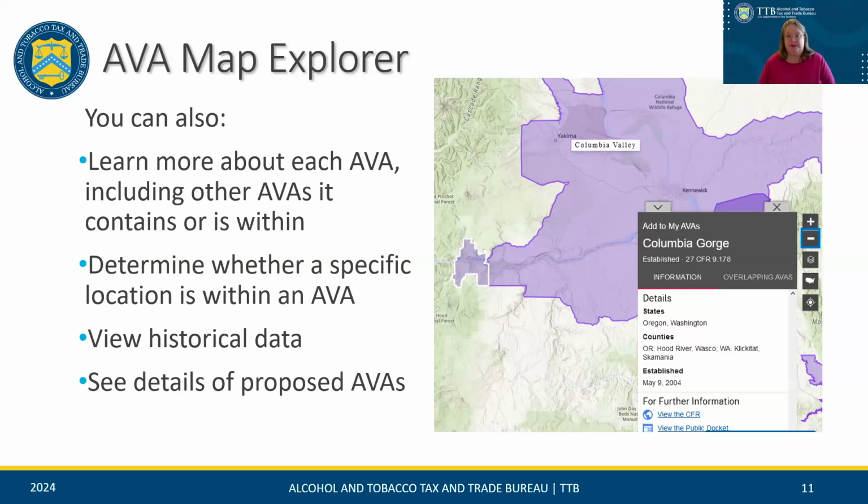You can also use the Map Explorer to view historical data, such as the original petition to establish the AVA, any petitions and rulemaking documents that relate to amendments to that particular AVA, and you can also use it to see any comments that have been submitted during the public comment period on that AVA. You can also use the Map Explorer to see the same details for any proposed AVA.